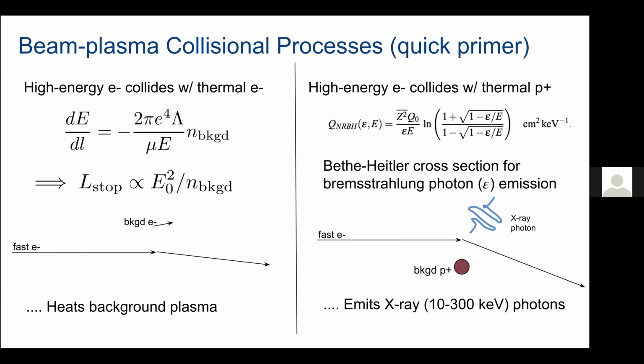Here's just a quick overview of the two types of collisional processes between the beam and the ambient plasma. The high energy electrons deposit most of their energy through Coulomb collisions, causing heating. That actually is what causes the flare itself in the low atmosphere. This happens through electron-electron collisions. A beam electron collides with an ambient proton, and that's what produces the hard X-ray Bremsstrahlung. So these are the two types of collisional processes.